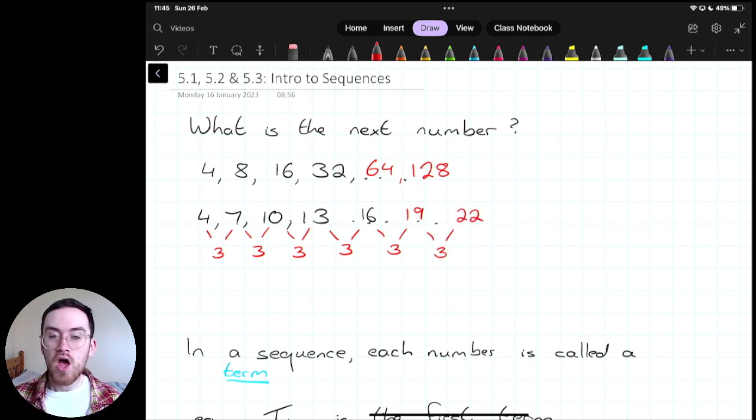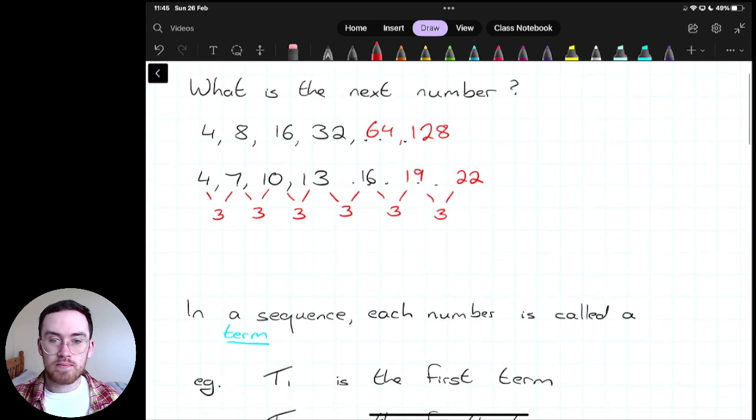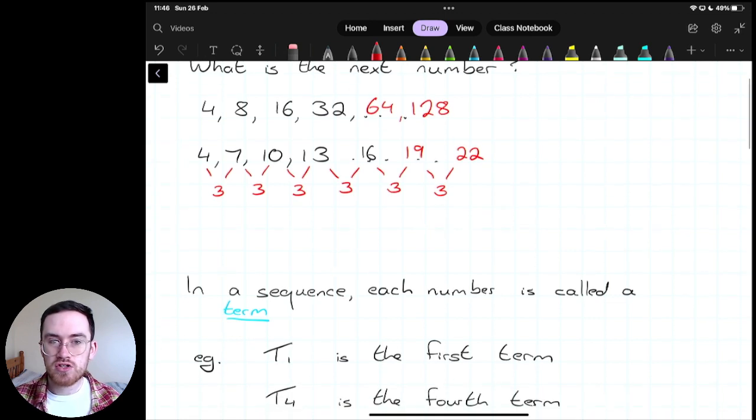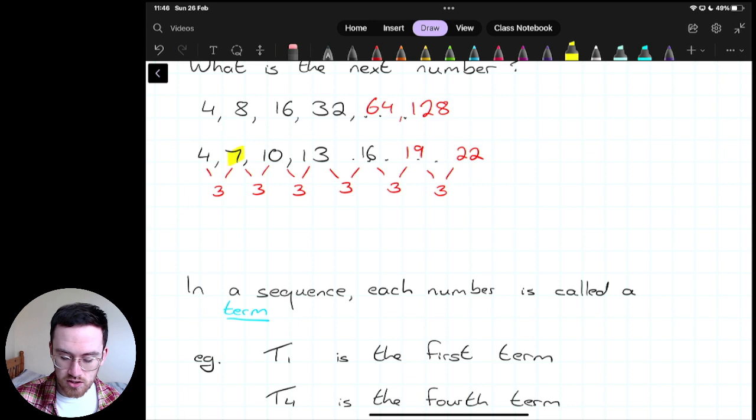Okay? So in a sequence, each number is called a term. In our pattern, the first number is called the first term. For both examples we've looked at, the first term would be 4. The second term in the first one would be 8, in the second one it would be 7. The third term is just the third number in the pattern.